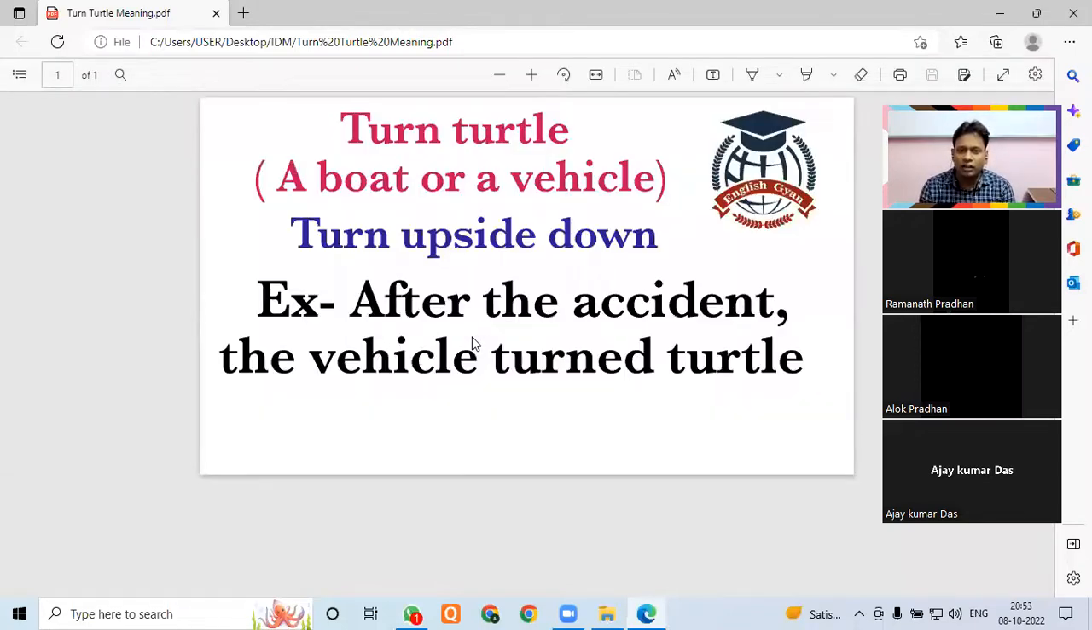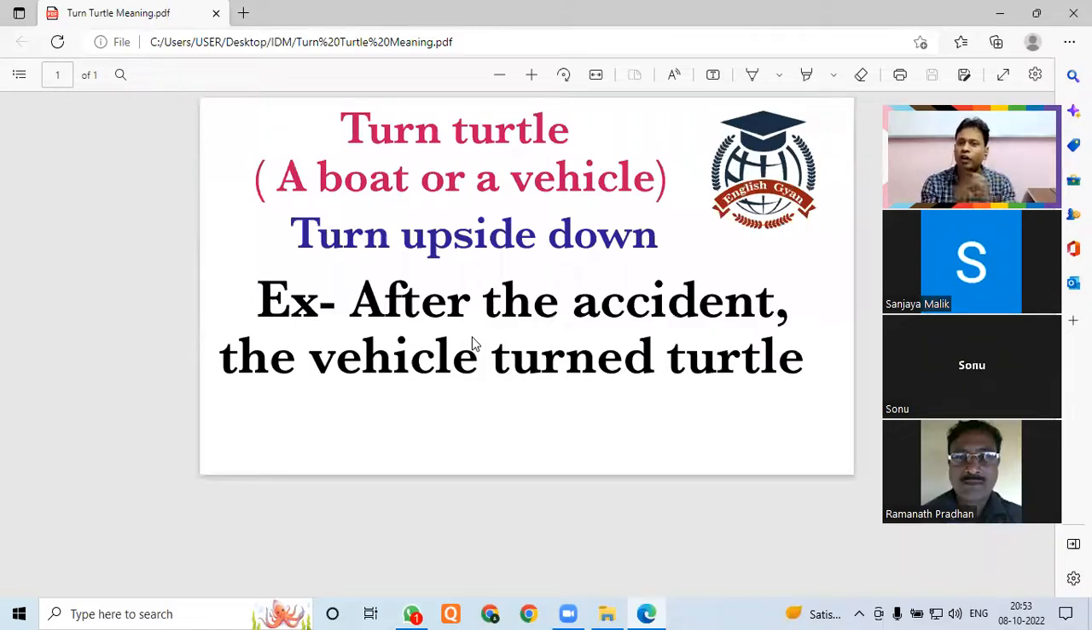Okay. So what you can say, turn turtle, basically you use for a boat or a vehicle. Turn upside down. Look, this is upside and this is upside down. After the accident, the vehicle turned turtle, or the car turned turtle. Look, this is a mouse. You can check it out. Mouse. If I say this is called turn turtle, are you getting my point, everybody? This is the actual position of the mouse. You know very well. You all are computer graduates. You know how to operate a computer. And this is the right way you operate a mouse.